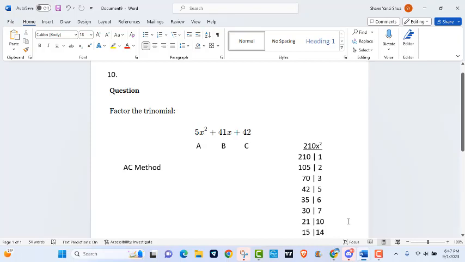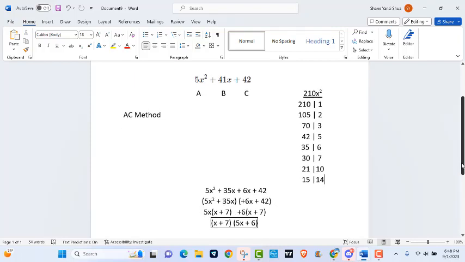Now, out of all of these factors of 210, which two could I add together and get 41? Well, it should jump out at you that if I add the 35 and the 6 together, I would get 41 in the middle. So now that I know what these two terms are, I'm going to take this 3-term polynomial and I'm going to expand it into a 4-term polynomial. Again, just watch these steps, okay?